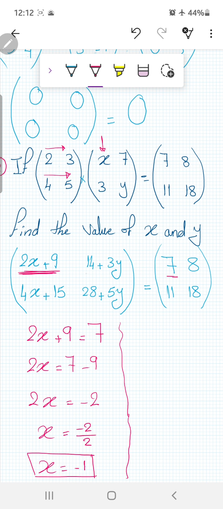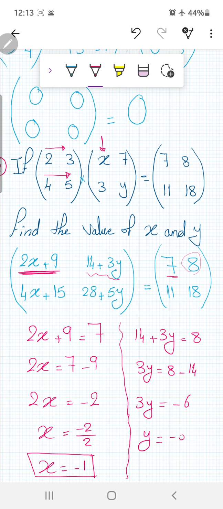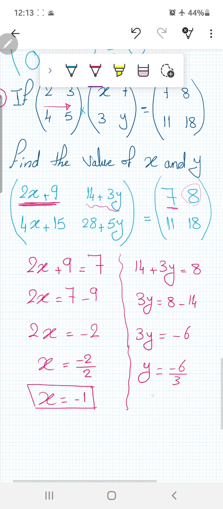And also here, 14 plus 3y equals 8. Move 14 to the other side by negative. So 3y equals 8 minus 14. We get 3y equals negative 6. Move 3 to the other side by dividing by 3. We get y equals negative 6 divided by 3. It means y equals negative 2.